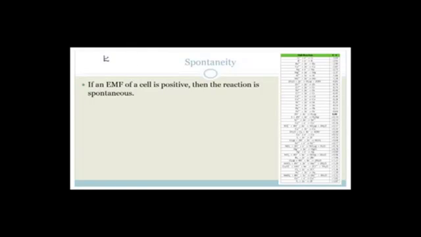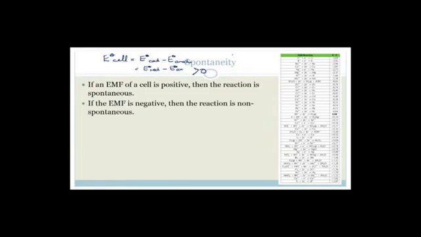In other words, we want E theta of the cell, which equals E theta of the cathode minus E theta of the anode, or E theta of the reduction half reaction minus E theta of the oxidation half reaction. If that is greater than 0, then the reaction is spontaneous. If, however, that is smaller than 0, then the reaction is non-spontaneous.